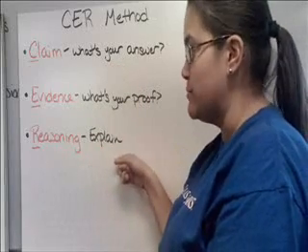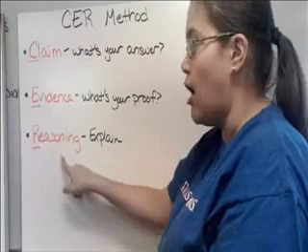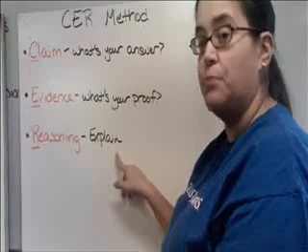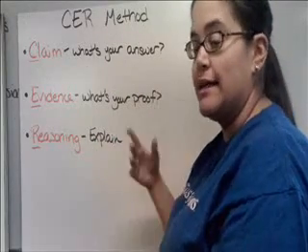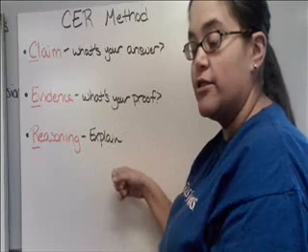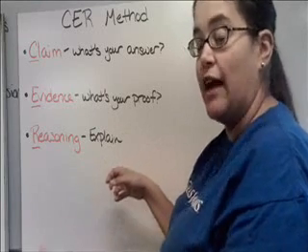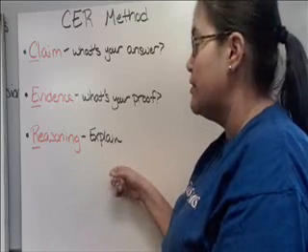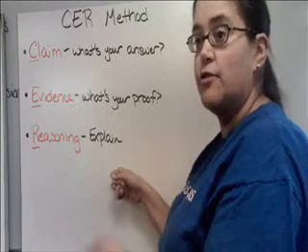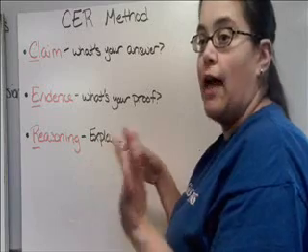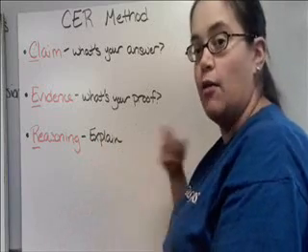And then lastly is reasoning. Reasoning is the R of CER, and this is where you explain. I might say something like, my original question was to find how much plants grew if they had fertilizer versus no fertilizer. The plant that had the most fertilizer grew the most. Therefore, I know that adding more fertilizer helps plants grow better.